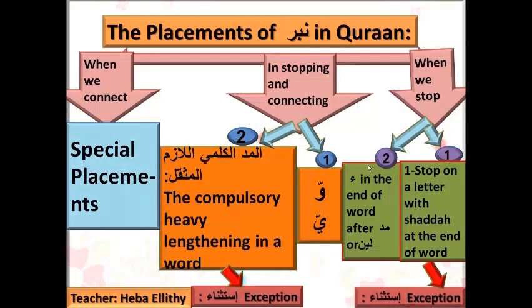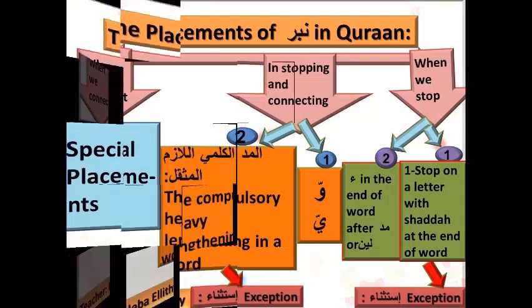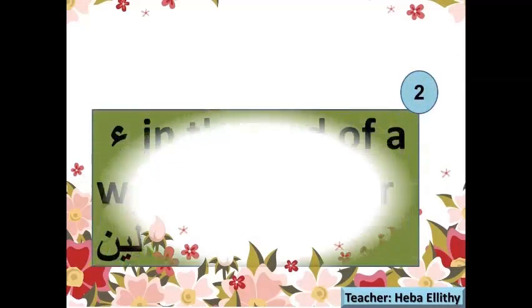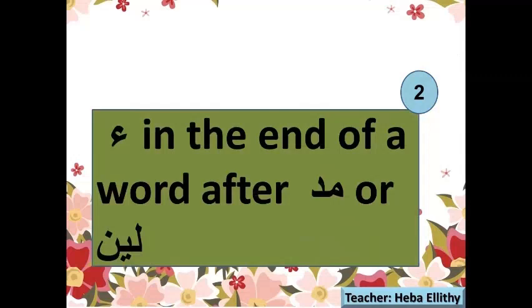We'll talk about this case: Hamza at the end of a word after a mad or lean letter. Let's go together and see this case and how we can read these words. Second case: Hamza at the end of a word after a mad or lean letter. This happens when we stop.